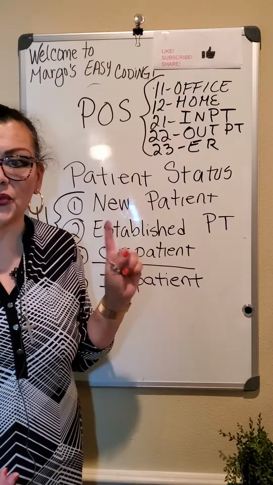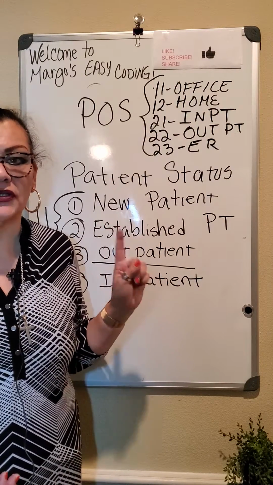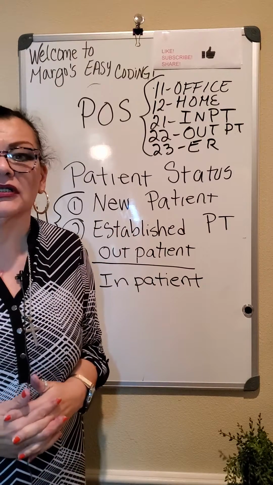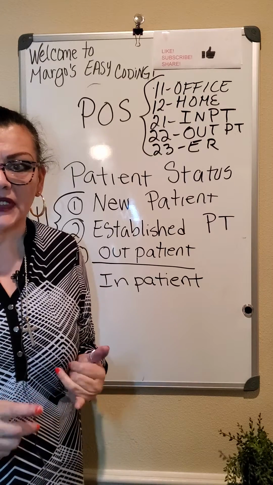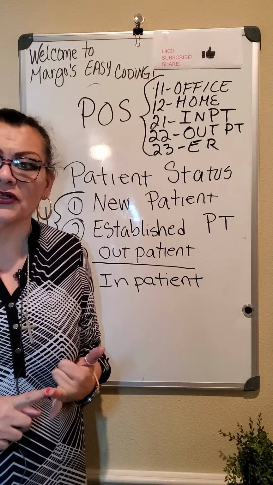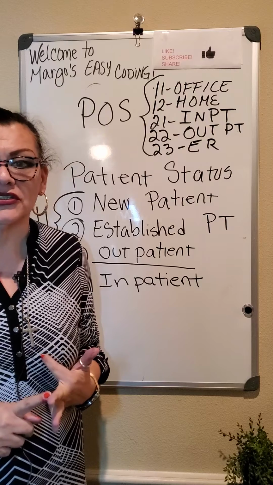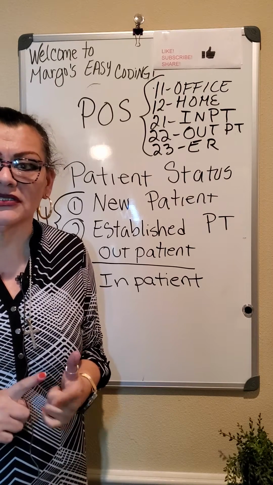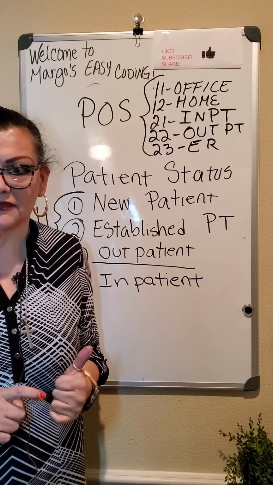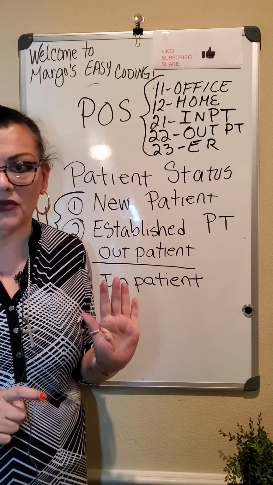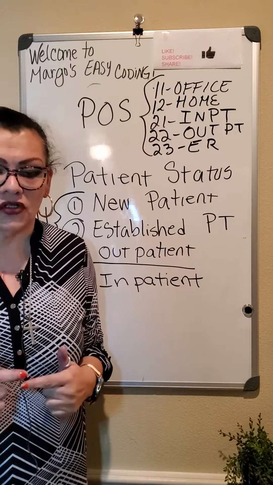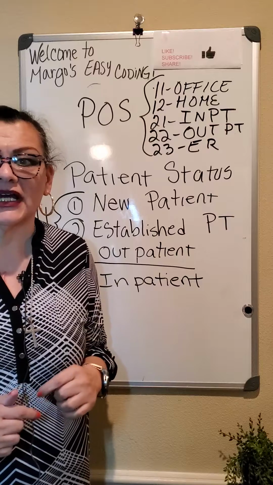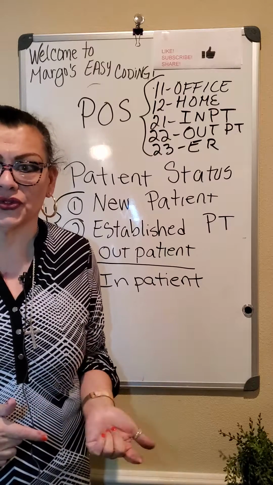Okay? So we learn about the 5 most common place of services. 11, office. 12, home. Inpatient, 21. 22, outpatient. Emergency room, 23. Those are the most common codes. And as we code more and more, those place of services are going to be making more and more sense to you.